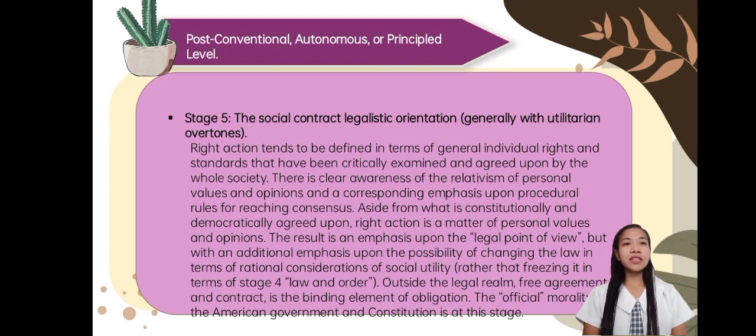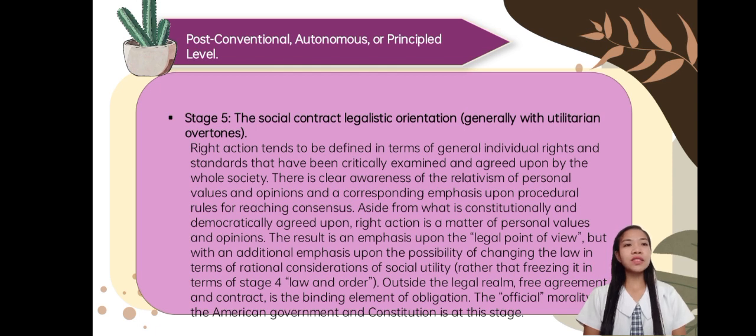Stage 5 is the social contract legalistic orientation. Right action tends to be defined in terms of general individual rights and standards that have been critically examined and agreed upon by the whole society. There is clear awareness of the relativism of personal values and opinions and a corresponding emphasis upon procedural rules for reaching consensus. Aside from what is constitutionally and democratically agreed upon, right action is a matter of personal values and opinions. So in this stage, a person decides if they will obey the laws or not depending on a decision of the majority as well as the rights of individuals.